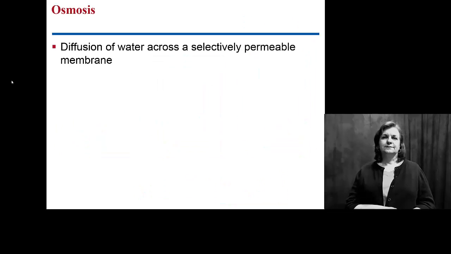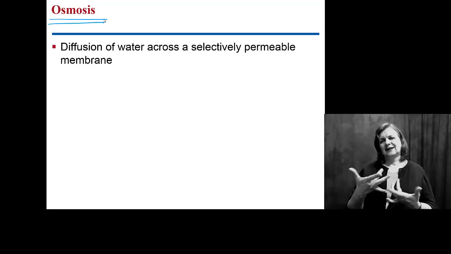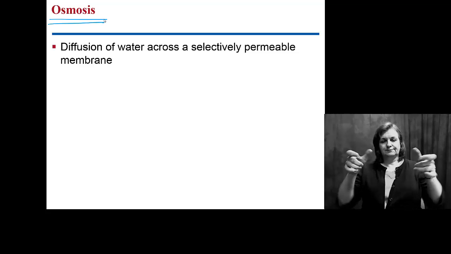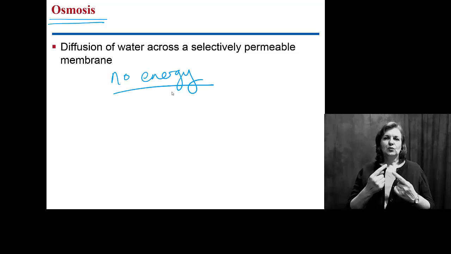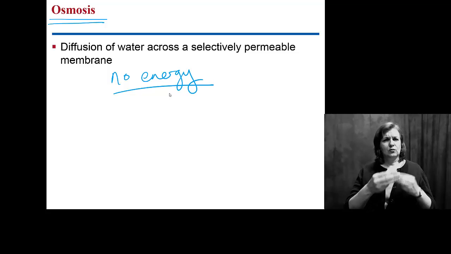Diffusion of water by the process known as osmosis is probably the most common diffusion that we see in our cells. We are always moving water in and out of the cell, and we do it by diffusion, so there's no energy involved, it's not going to cost the cell anything. This is critical, okay? We have to be sort of careful with osmosis, though. Osmosis is typically very, very confusing for students, and this is why.